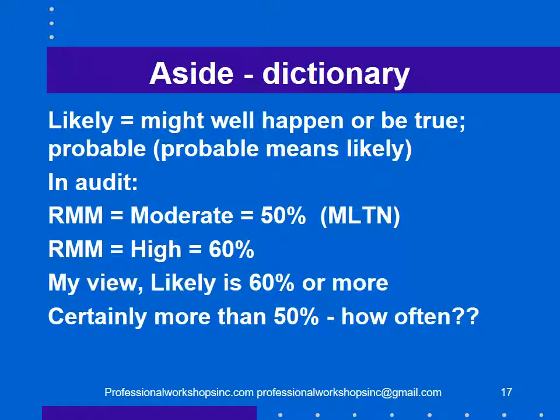It's certainly more than 50%. If they had meant more likely than not, they would have said that. Instead of saying more likely than not, they said likely. So I'm interpreting that as high. Even in an audit, risk of material misstatement is not often high. And in a review, as my colleague and I agreed, you hardly ever see that.